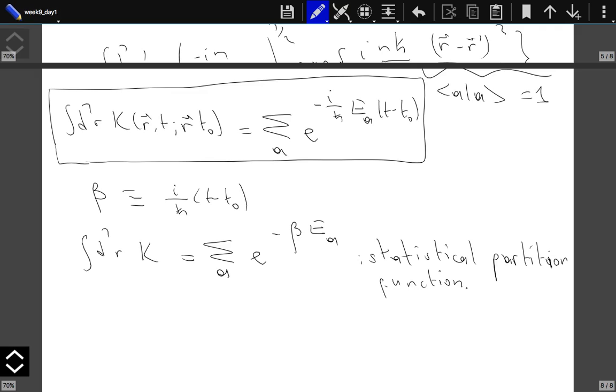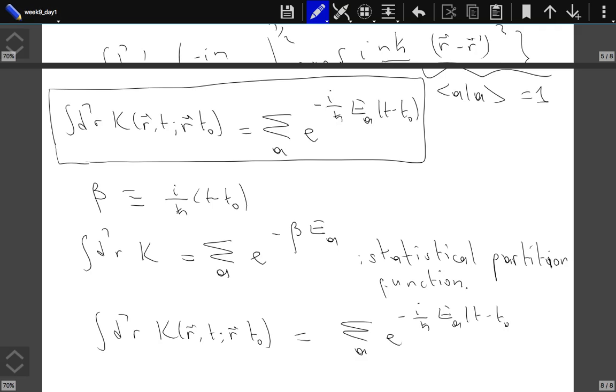Let us do one more thing. This we had already seen, that this is a sum over all the energy eigenstates. Now let me integrate this over time, from T0 up to infinity.